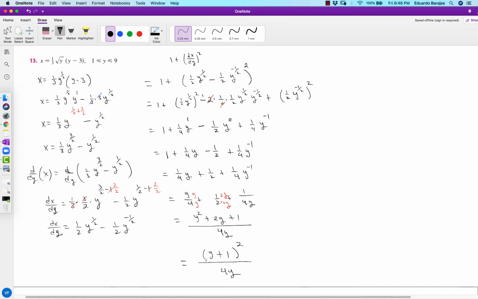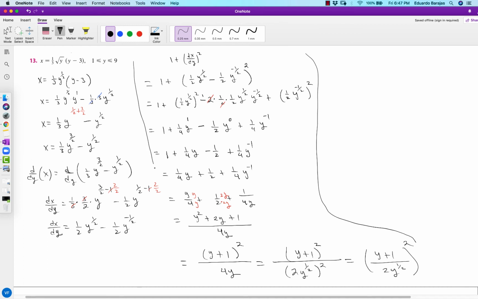And just to tuck it all under one big happy root, I'm going to say that this is the same thing as rewriting the denominator as 2y to the 1/2 power squared. That's a way of describing the 4y. And then the numerator is going to be this y plus 1 squared. And the only reason I did that is because now I can rewrite all of it under one big square. So it'll be y plus 1 divided by 2y to the power of 1/2, and then the whole thing squared. Okay, so all of that was just a way to simplify that.